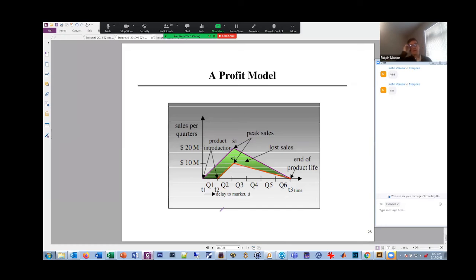Last slide. This last slide is related to how much money you can make from selling chips, okay? And what this shows is, this is time here, and it's measured in quarters. In business, we usually measure things in quarters, like Q1, Q2, Q3, there's 4 quarters per year, because they align their books at the end of the quarter, they figure out how much money I made or whatever. And the y-axis is how many sales you have.